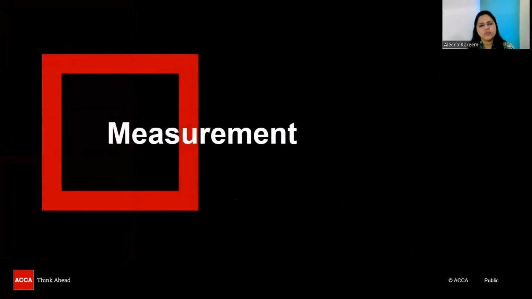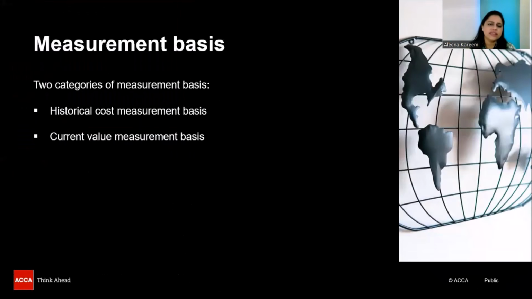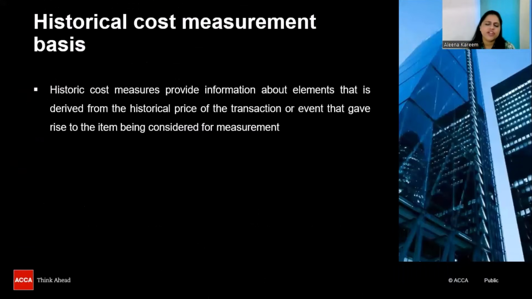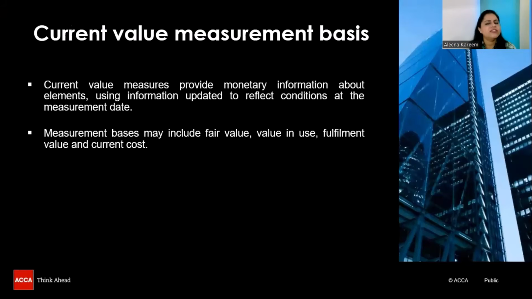Now, coming towards the end of our discussion, when we talk about measurement, at what value should the calculations be done? So there are two categories of measurement basis, historical and current value. Historical is very straightforward in whichever standard we are using cost model. So be it IAS 16, be it IAS 40, be it IAS 38, in any of those standards, whenever we are using the cost model, basically that's the historic cost model. It does not mean that the item is going to remain at cost. In fact, it means that even if the depreciation is being charged, it is going to be charged on the cost.